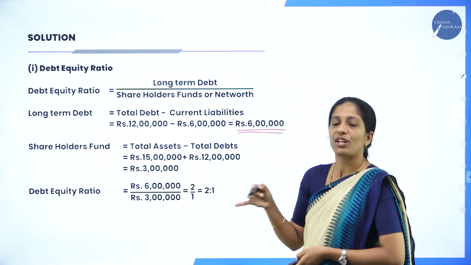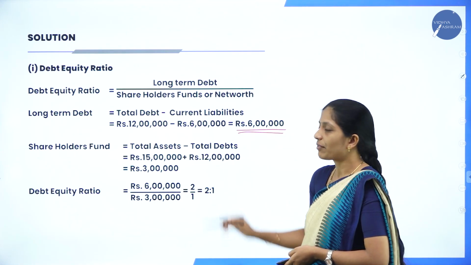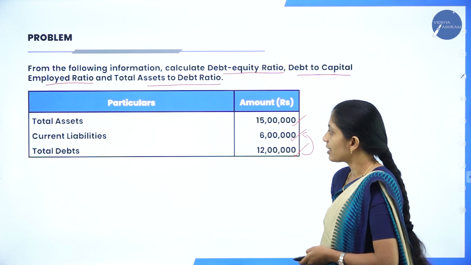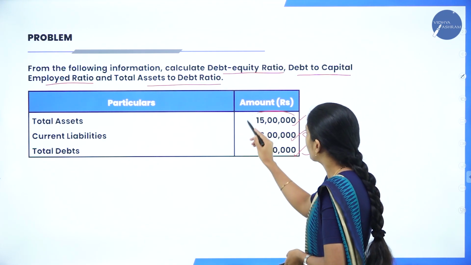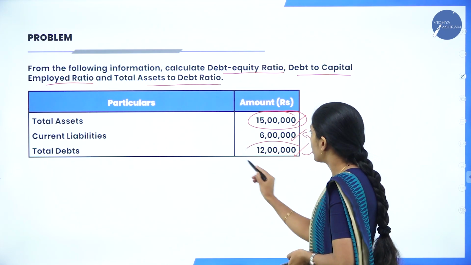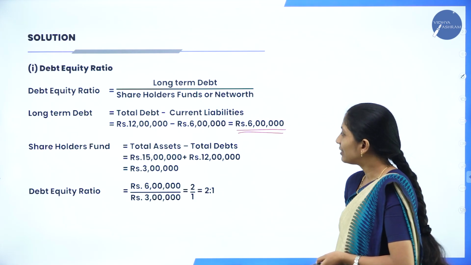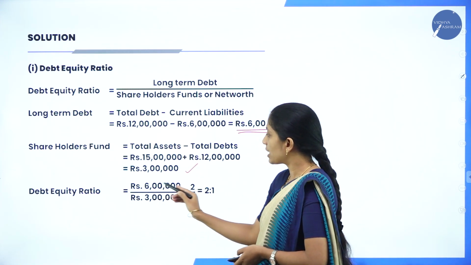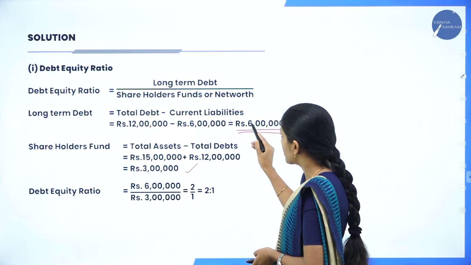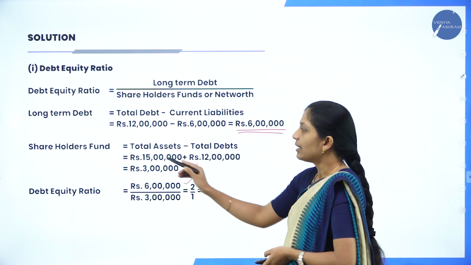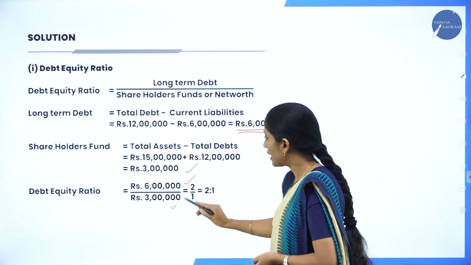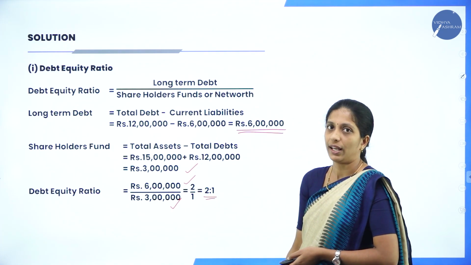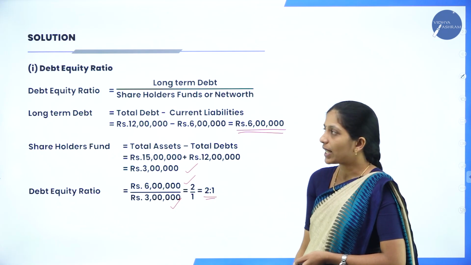The shareholders fund. Based on the information they have given, we have to write the formula total assets minus total debts. How much is total assets? 15 lakh minus total debt 12 lakh. So that would be 3 lakh. Now you can apply the formula: debt equity ratio is equal to long-term debt 6 lakh divided by shareholders fund, that is 3 lakh. So it will be 2 divided by 1, that is 2:1. So hope you are clear about debt equity ratio.